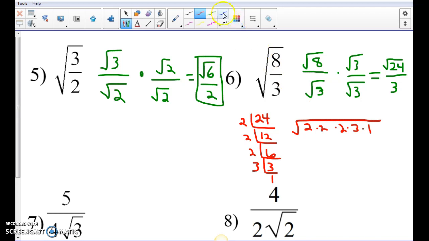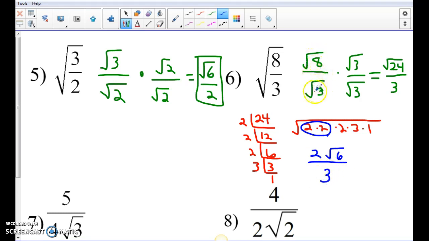And again, I'm looking for groups of 2, or 2 of a kind. So I have a group of 2's right here. I'm going to pull those outside my radical. So now I have 2 radical 6. And then on the bottom of my fraction, I'm going to have 3.